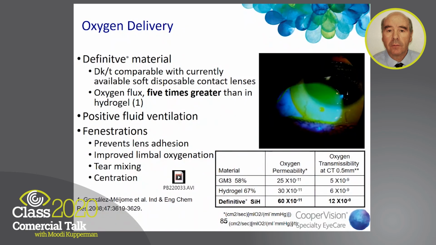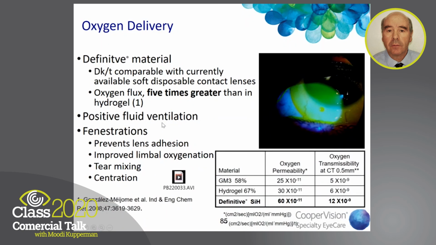We are using the definitive material, and we found out that with this material, the flux of oxygen is 5 times greater than in hydrogel. Also, Gonzalez from Portugal did this research. So in these lenses made of silicone hydrogel, we get 5 times more oxygen flux than in hydrogel.